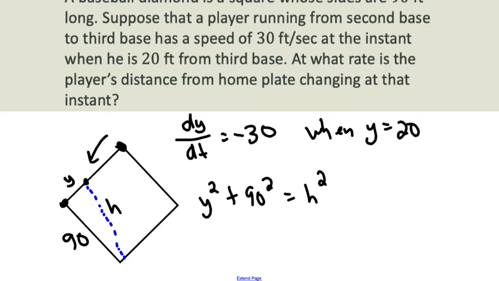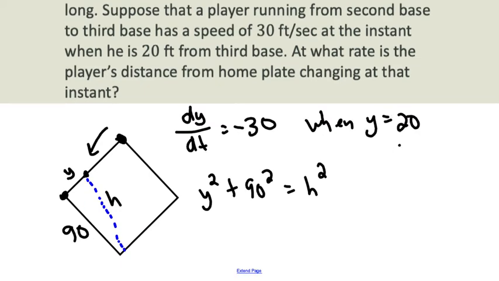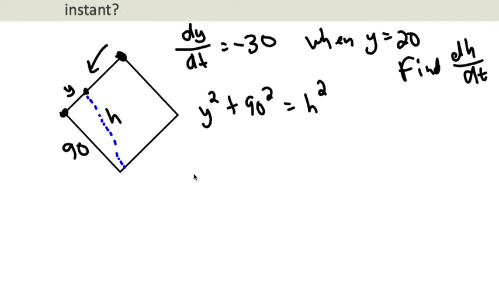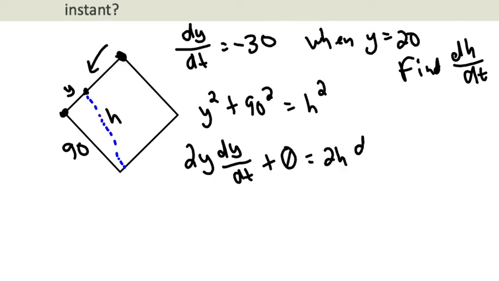and we want to know at what rate is the player's distance changing. So we're trying to find dh/dt. Okay, you could use different variables if you want to. When we do the derivative, you're going to find out we have a similar problem as to what we had in the last two examples. I don't have a problem with 90 because the derivative of 90 is 0. 2h dh/dt.